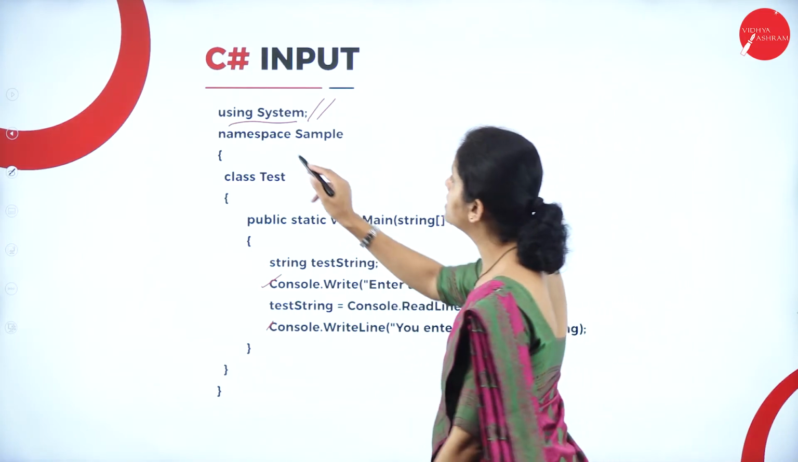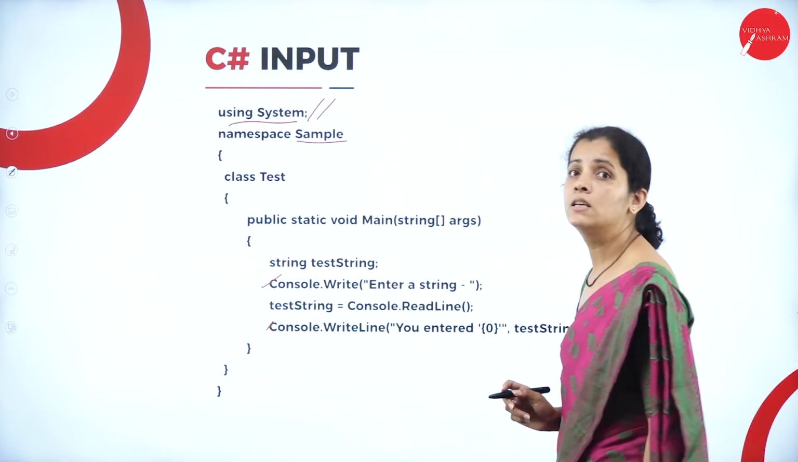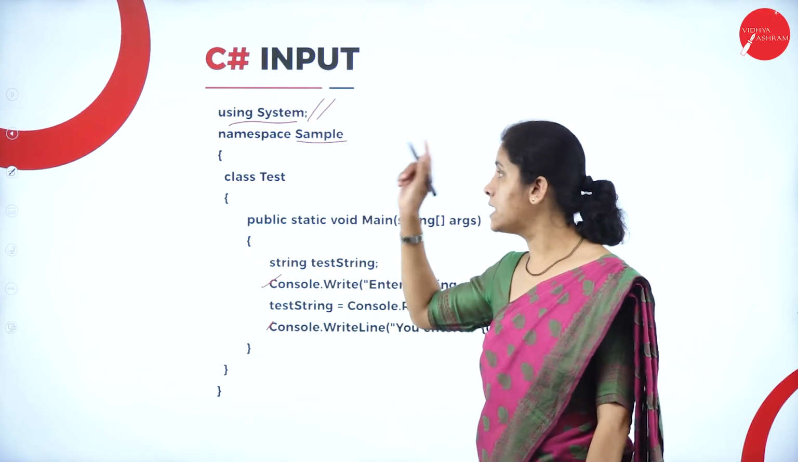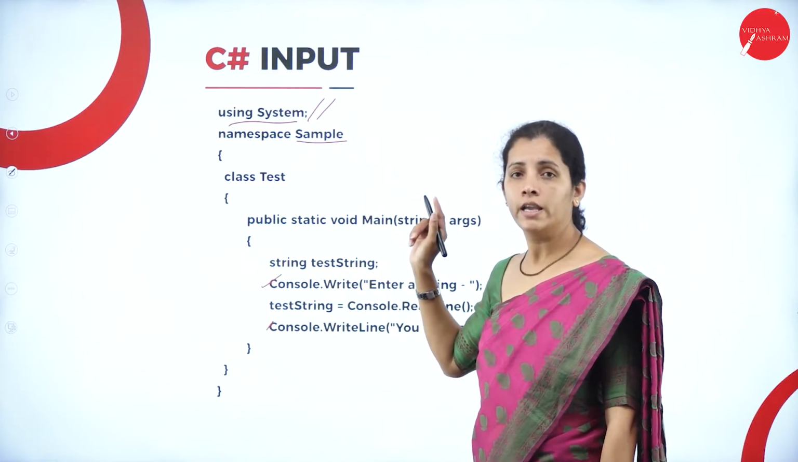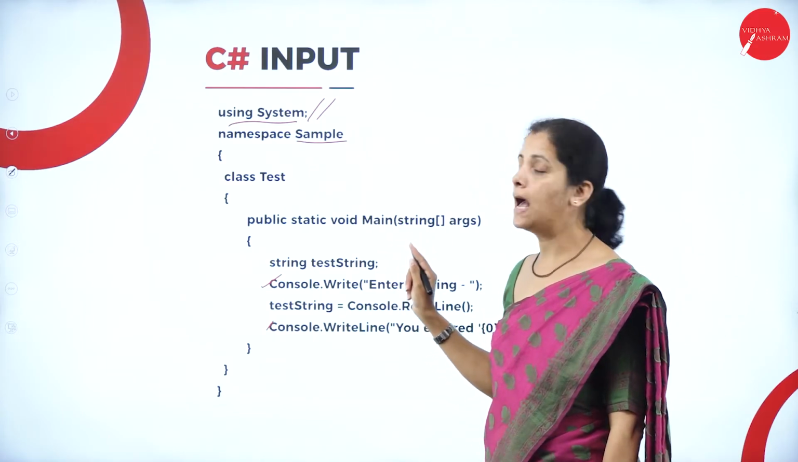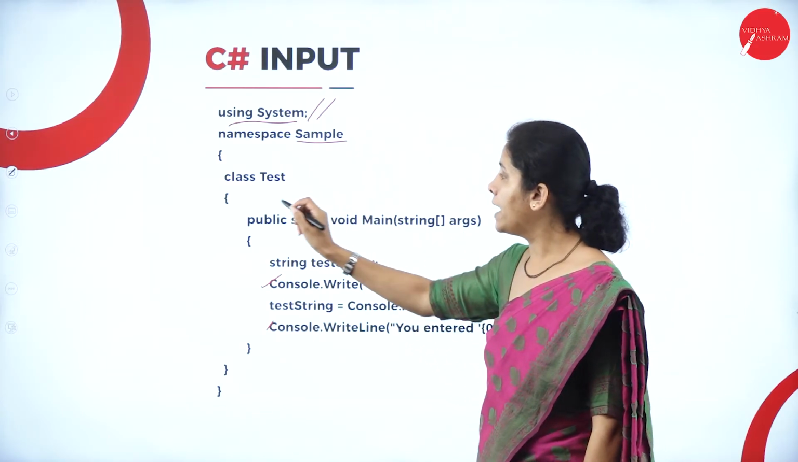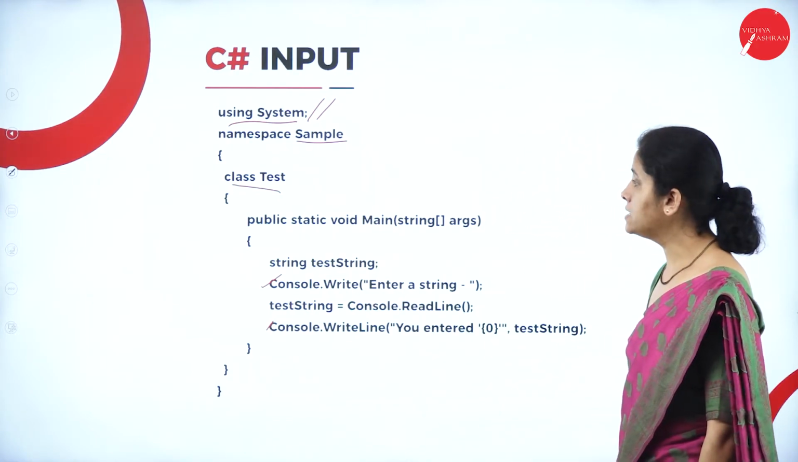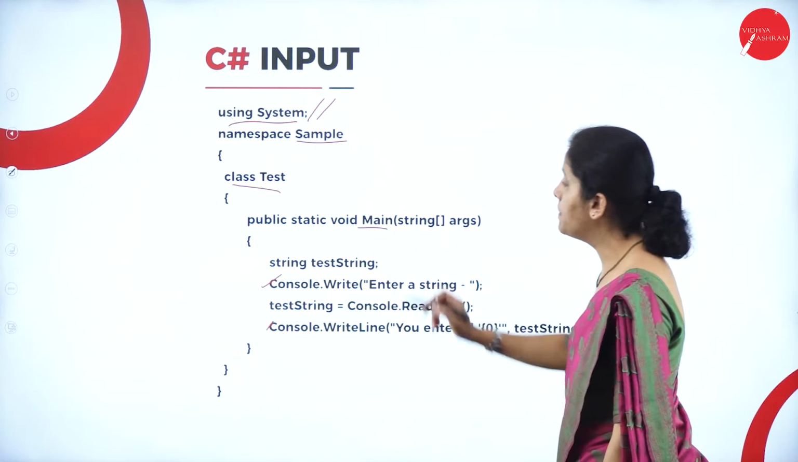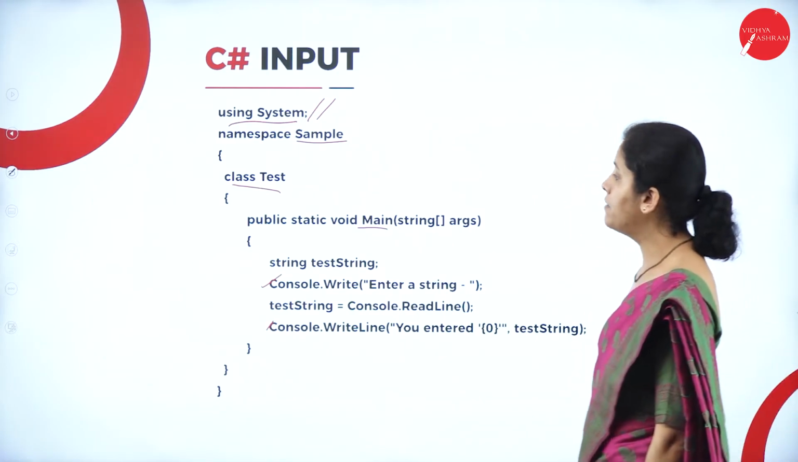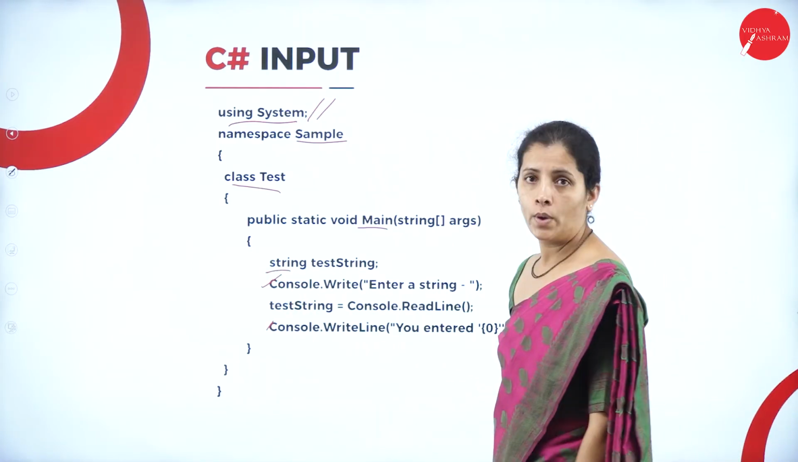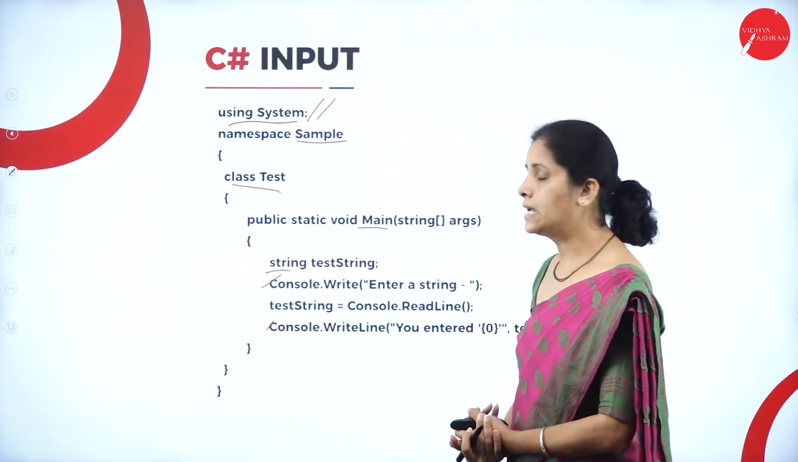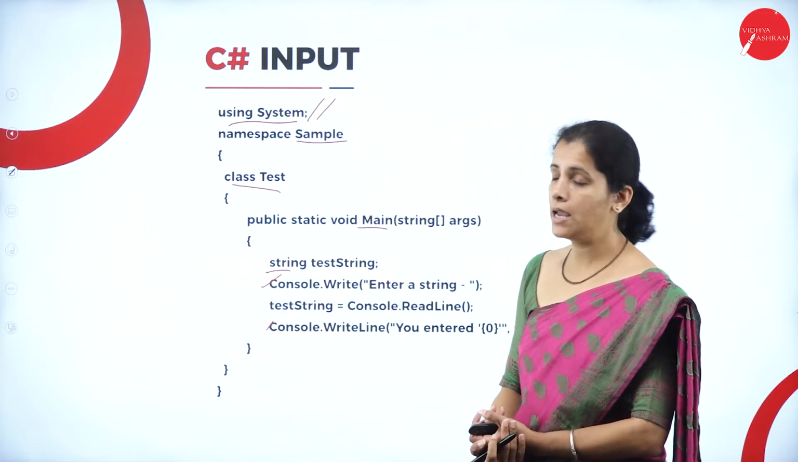So here what is my namespace? That is Sample, and this Sample namespace includes classes as well as methods, and I'm going to create the class in my namespace, and I'm going to write the Main function, and I have created the variable called testString, and it's of type string.